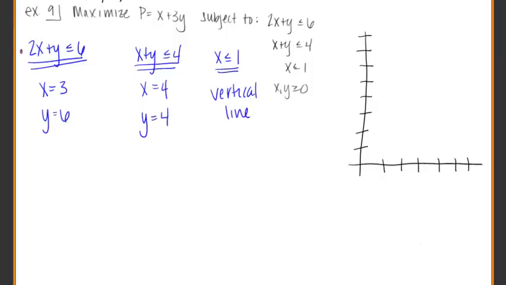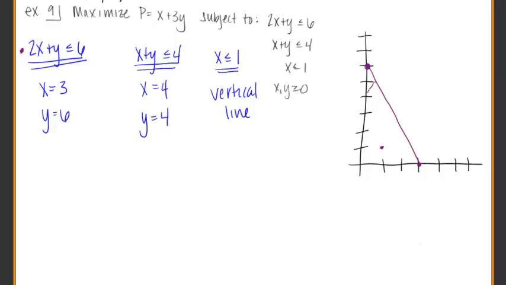Let's do purple for that first line. I have an x-intercept at 3, a y-intercept at 6, and a solid line. And looking at it, I want to take 2 times my x value, add on a y value, but still be smaller than 6. Well, let's test 1, 1. It's 2 times 1, so 2 plus 1, less than 6.